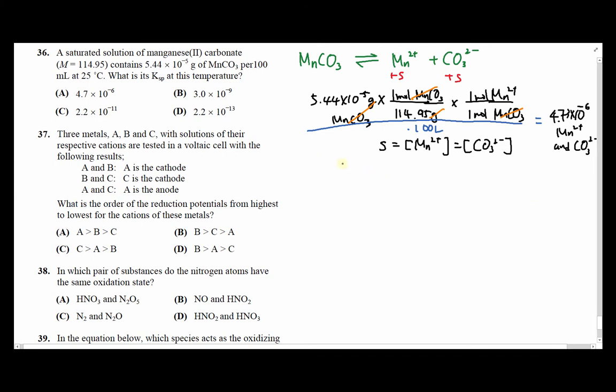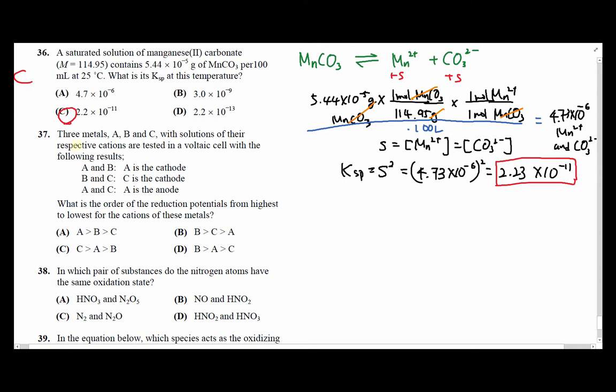And our Ksp is simply the product of these two concentrations, so it becomes S squared, and when you square the S, that's 4.73 times 10 to the negative 6, you're gonna get 2.23 times 10 to the negative 11. That's our Ksp. So the answer must be C.